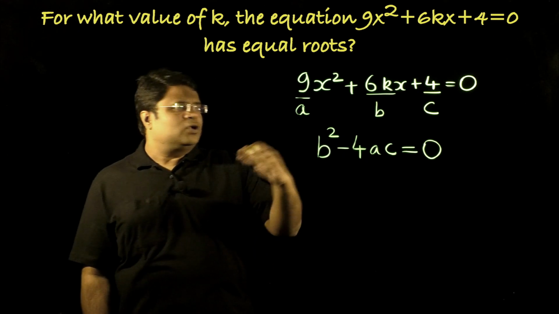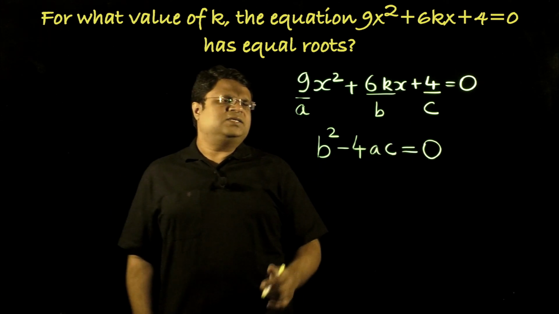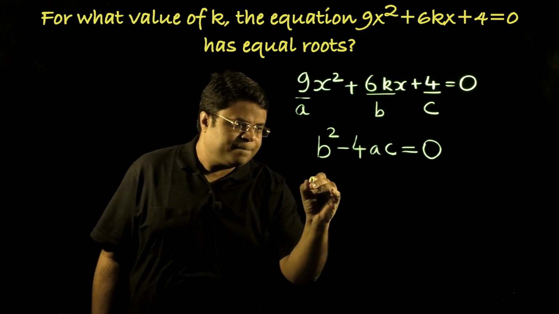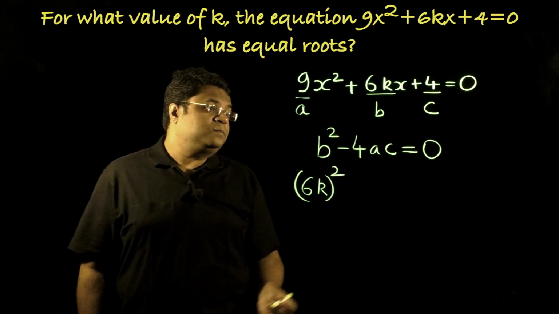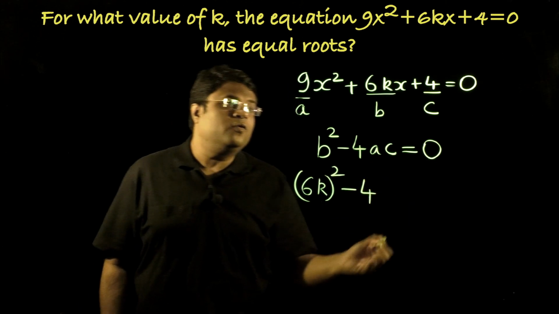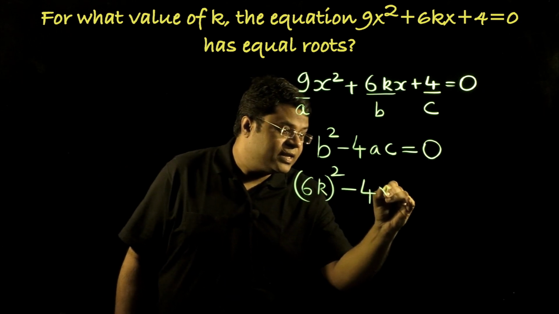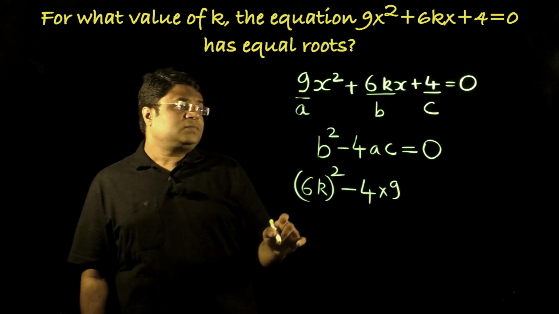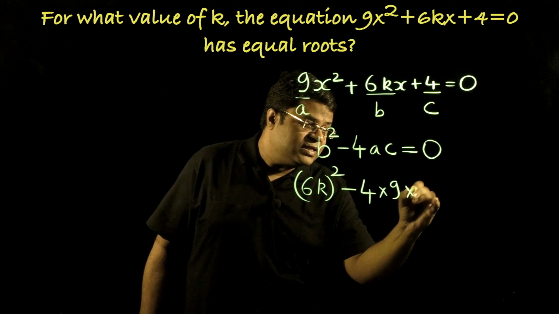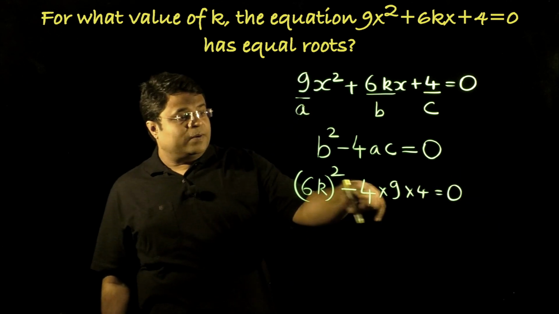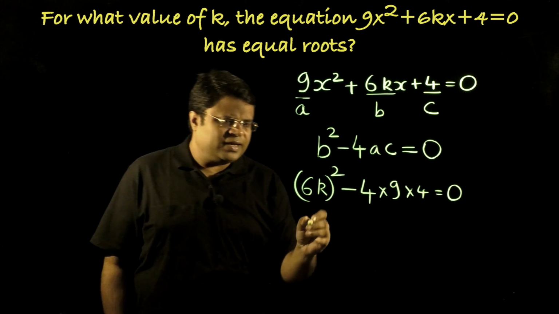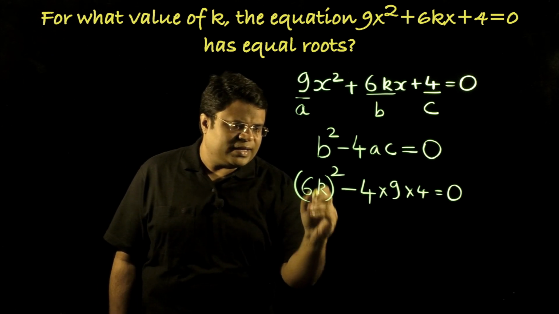Now let's just put the value. There is nothing to be done. Just put the value 6k the whole square minus 4. A is 9 and C is another 4. Alright, so people try to multiply the whole thing. I don't think it is necessary. Just square this.